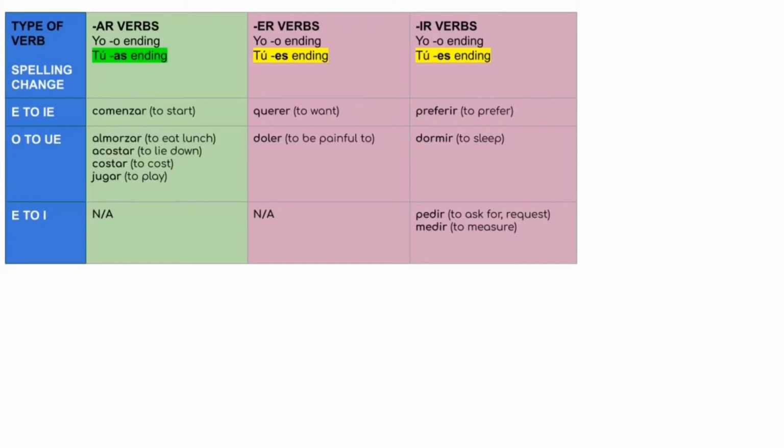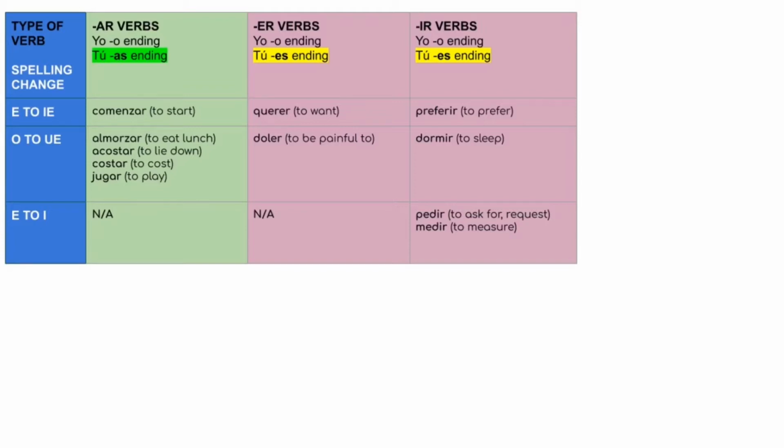So you might have noticed, and if you didn't, that's okay, some of the verbs change a little bit more than other verbs. And they're called spelling change verbs or stem changing verbs. And in the present tense, we have three different types. We have verbs that have a change of an E to an IE. Then we have an O to a UE change. And then we have an E to an I, which you can see is much less common because there's only one type of verb that will have that change.